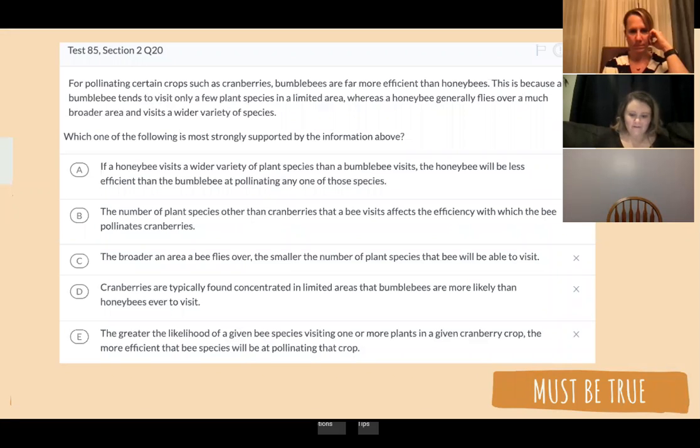All right, so we have a lot of people saying A and a lot of people saying B. Here we're saying that for pollinating certain crops such as cranberries, bumblebees are far more efficient than honeybees. For some reason, we just like these bumblebees more than these honeybees.